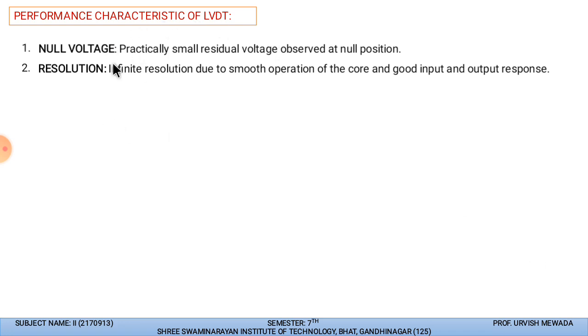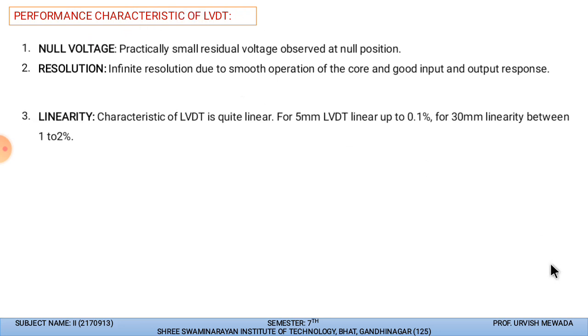It has infinite resolution due to the smooth operation of the core and good input and output response. So if we assume that the LVDT is frictionless, then it can respond to very minute movement of the core to produce a proportional output voltage. Also this makes the resolution of the LVDT ideally infinite. So this is the second characteristic.